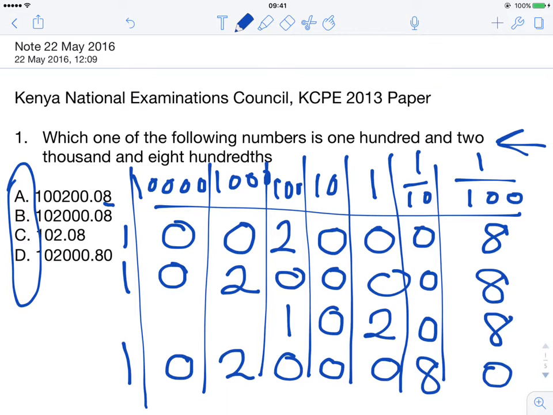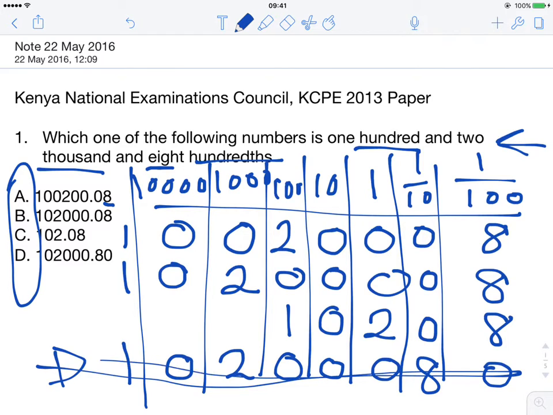Which one of the following numbers is 100,2,008 hundredths? Okay, right, so let's start from the first column of hundredths and see which numbers we can eliminate. The number we're looking for has 8 hundredths. We know it definitely can't be option D, because D does not contain any hundredths. So we can cross through that one immediately. That's not one of the answers. Let's look at the second one down now. It could definitely still be any of A, B, and C. So let's go on to the next one.